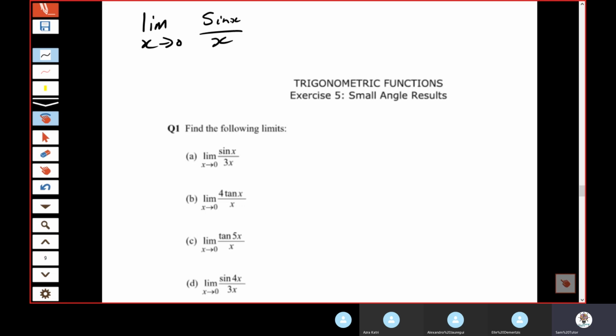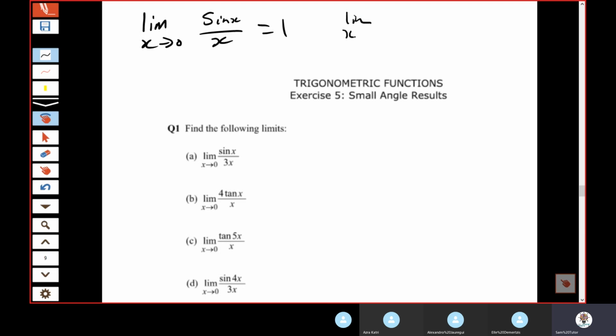But sine x on x, now you can do the proof of this. There's a nice geometric proof for this occurring. We're not going to do it right now. But the limit as x approaches 0 for sine x on x is always going to be 1. As long as this x and this x are the same, the limit as x approaches 0 of sine x on x is always equal to 1.